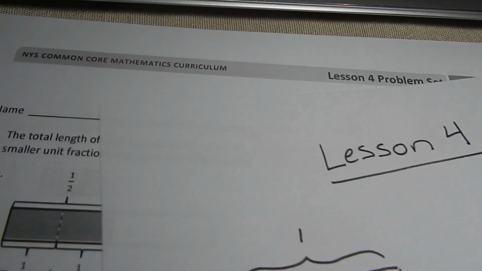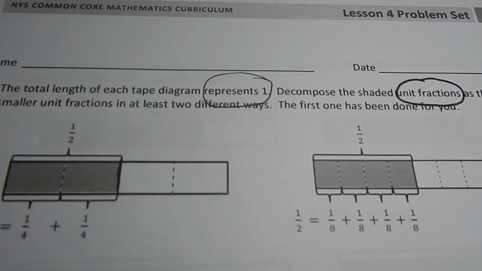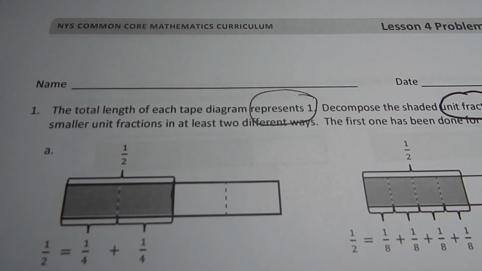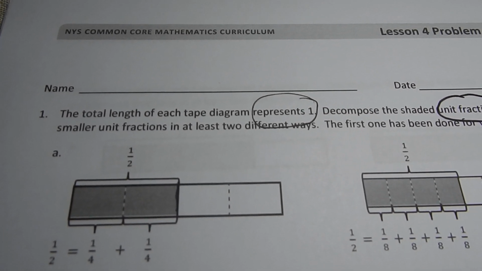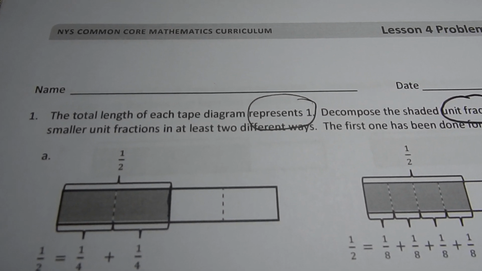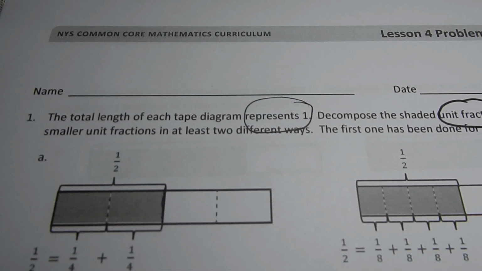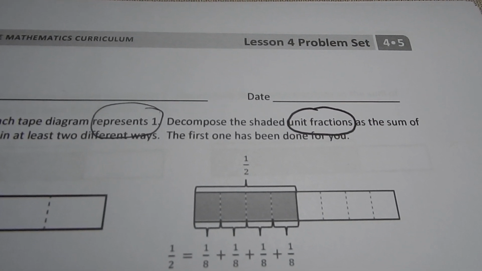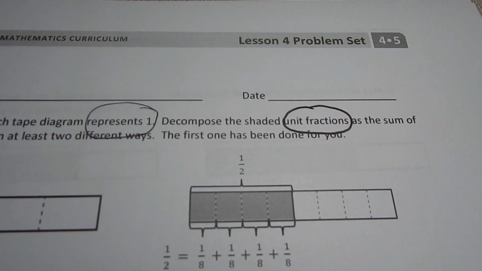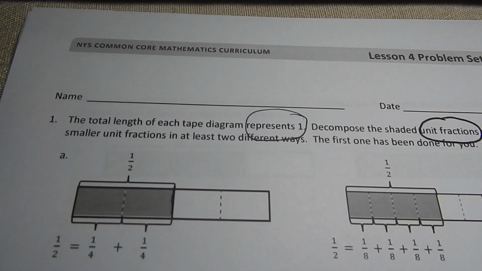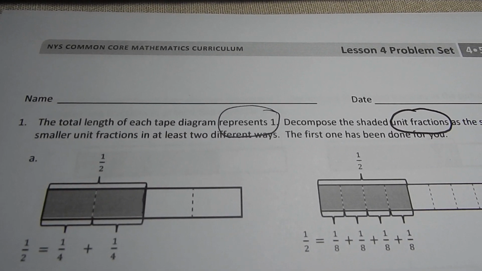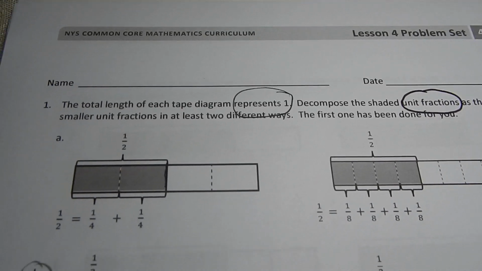So let's get into our lesson. Let's read the instructions for problem number 1. It says that the total length of each tape diagram represents 1, and I circled that because it was important information. And then it says decompose, so pull apart, the shaded unit fractions as the sum of smaller unit fractions in at least 2 different ways. The first one has been done for you.